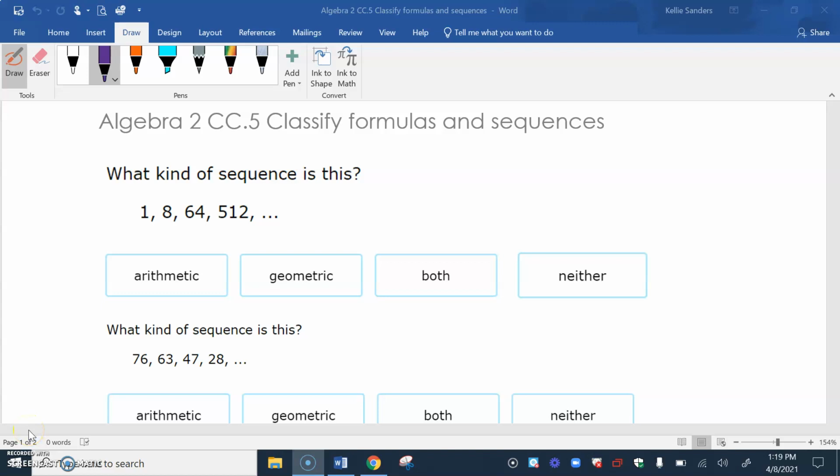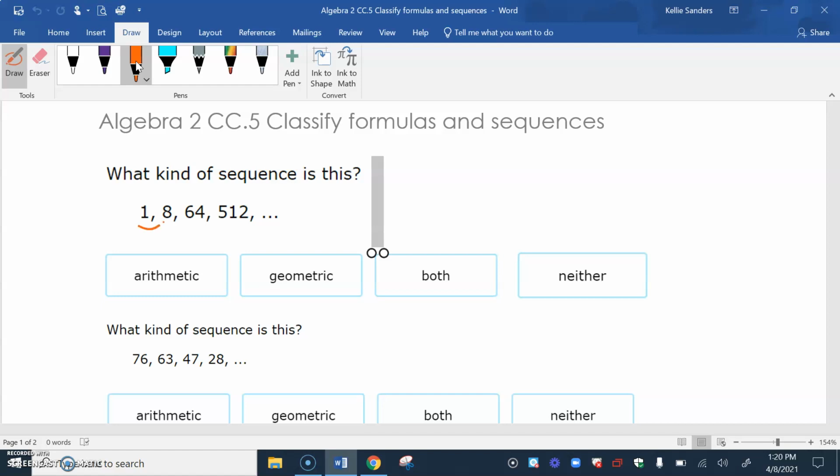CC.5, classify formulas and sequences. What kind of sequence is this? It's going to be arithmetic, geometric, both, or neither. So figure out what's happening, or is there anything happening?